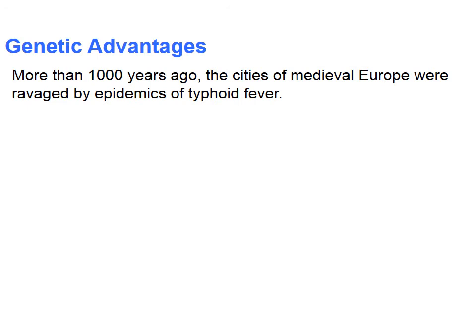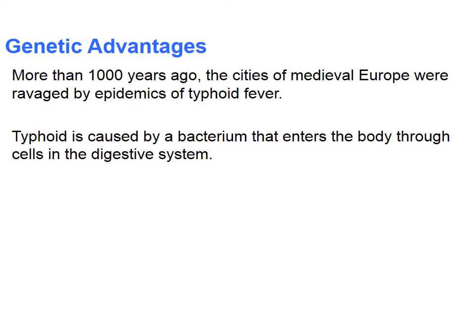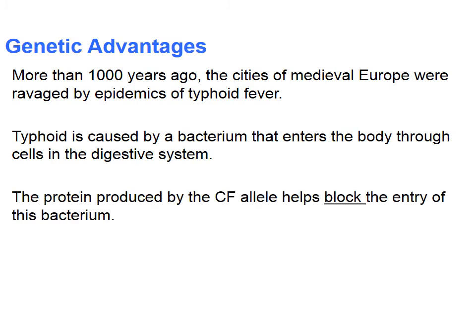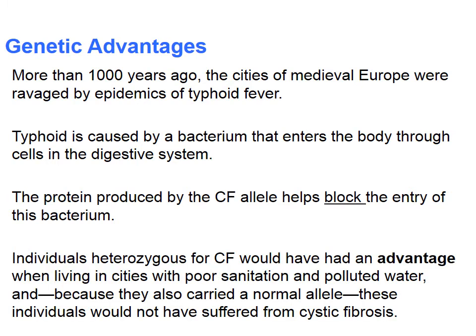Same thing with cystic fibrosis. There used to be an epidemic of typhoid fever years ago. They still have typhoid in some places. And typhoid is usually in water that's not purified or water that's not clean. And it enters the body when people drink this water. Well, the protein that's produced by the cystic fibrosis gene blocks this bacterium. So people who were heterozygous for cystic fibrosis have an advantage over those who were not heterozygous for it. Okay?